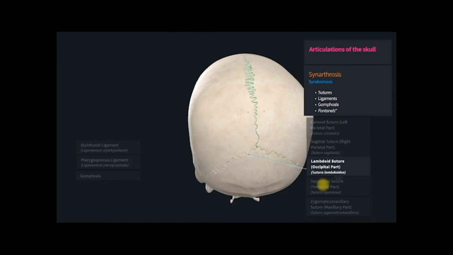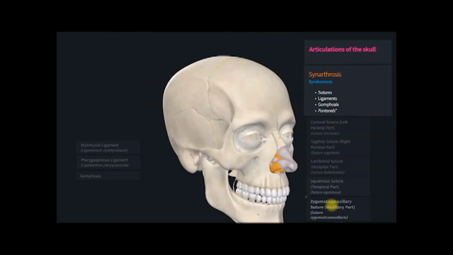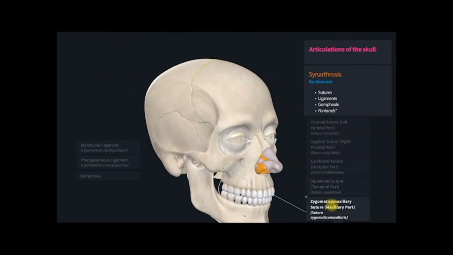The next example of suture is the squamous suture, which is located between the squamous part of the temporal bone and neighboring bones. And the last example of sutures of the head is the plain suture, for example the zygomatico-maxillary suture. Mostly all facial bones are united by plain sutures, which are named after the bones that form the suture, like between the zygomatic and maxilla is the zygomatico-maxillary suture.